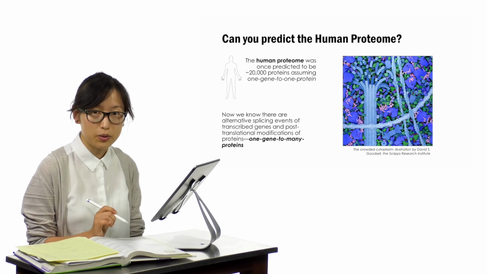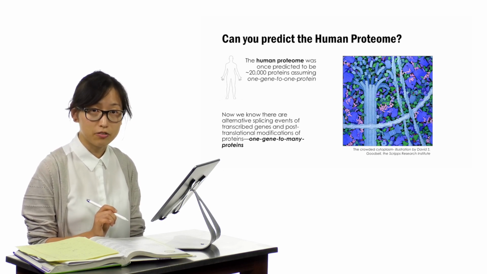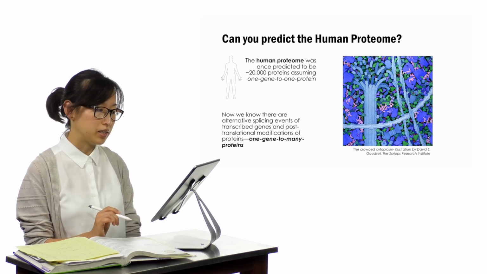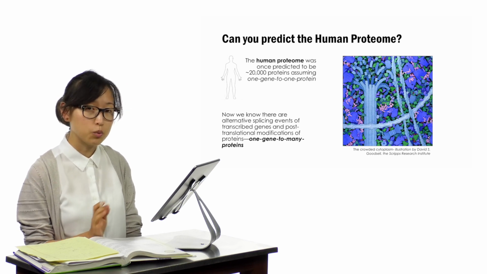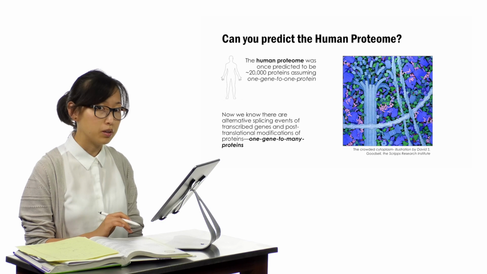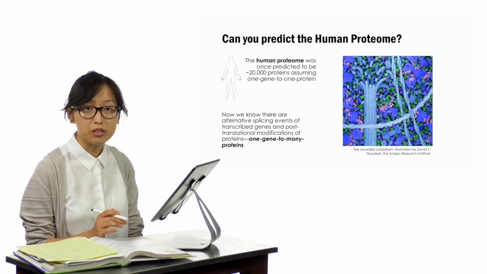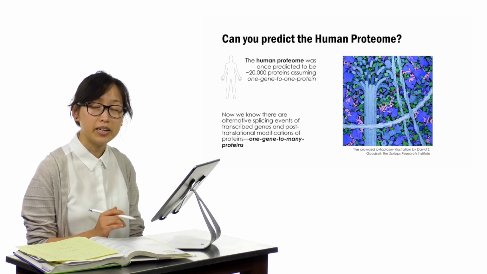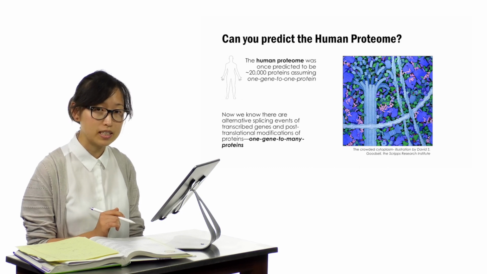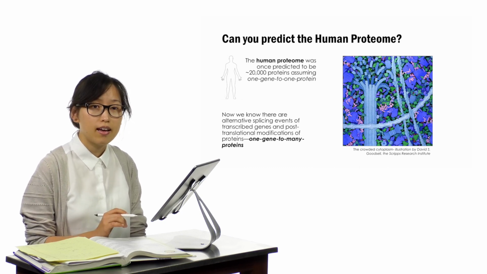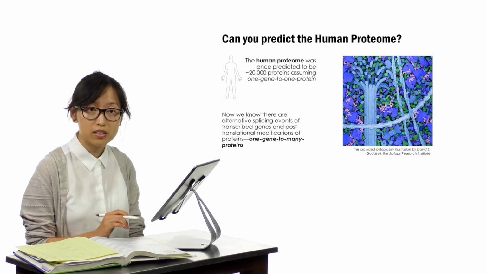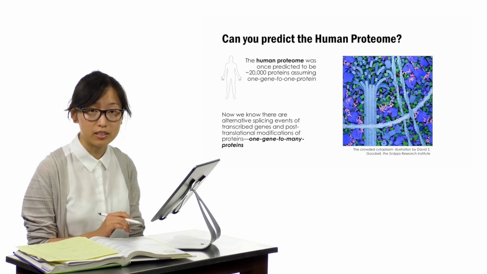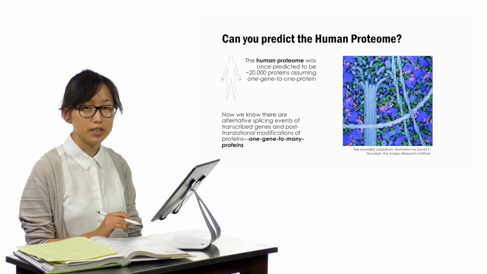Now that you've watched that video and seen the diversity of proteins and their functions, I want to talk about the human proteome. The human proteome was once thought to be on the basis of a one gene to one protein type of function. So it was predicted that perhaps 20,000 proteins were in the human proteome. Now we know there are actually many other things happening, including alternative splicing events of the transcribed genes and post-translational modifications of proteins. So instead of one gene to one protein, we're getting one gene to many proteins from the human genome into the human proteome.